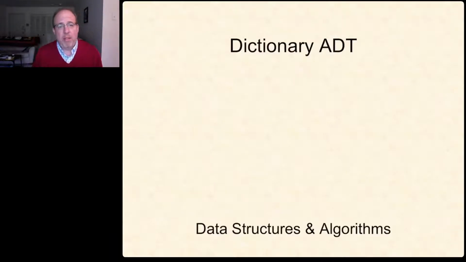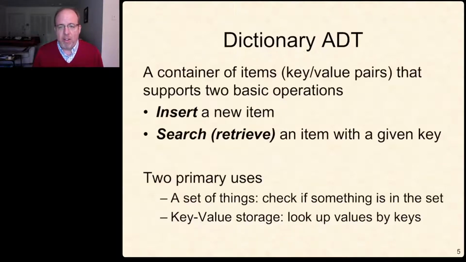So let's start by just defining what is a dictionary ADT. A dictionary ADT is a container of items. Usually they are key value pairs, like a word and its definition. And this container supports two basic operations. We can insert a new key value pair into the container, or we can search the container and, given a key, retrieve the pair or the value associated with that key.